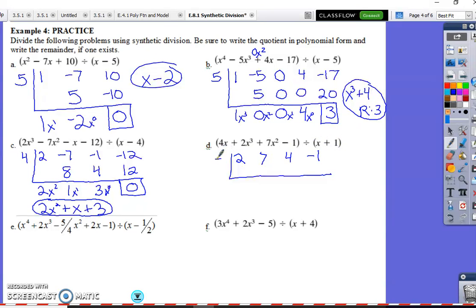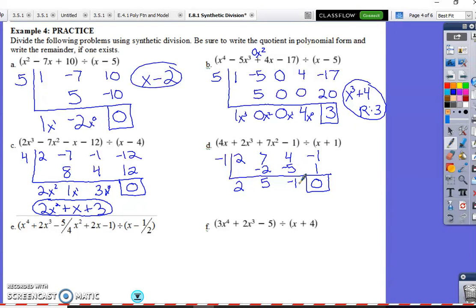X plus 1 means I'm putting a -1 out here. Here's our first negative outside. And then we're still going to do the same pattern. So bring the 2 down. 2 times -1 is -2. Add these together, you get 5. 5 times -1 is -5. 4 plus -5 is -1. -1 times -1 is +1. And -1 plus 1 is 0. Again, we like these 0 remainders. You're going to see those most of the time.